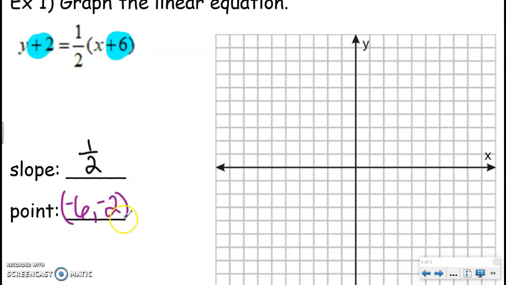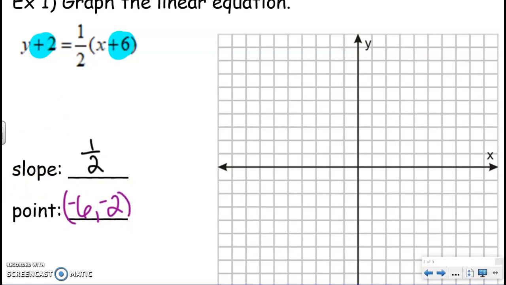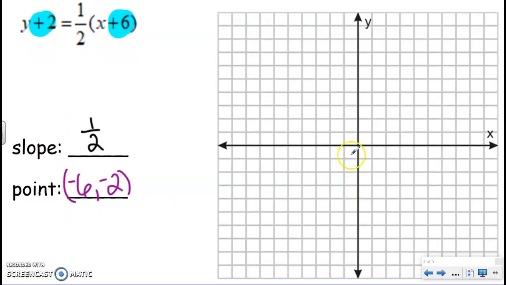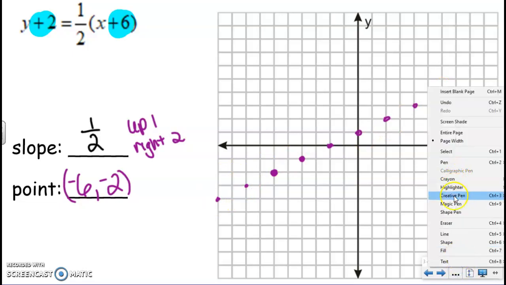Okay, so once I've identified those, graphing is very similar to slope-intercept form. We're going to graph the point negative 6, negative 2. 1, 2, 3, 4, 5, 6, and down 2. And then we're going to use our slope to go up 1, right 2. Okay, so up 1, right 2, up 1, right 2, up 1, right 2. And I can keep going until I run out of room. Remember, when you draw your graph, to make sure it goes all the way across your graph and that it has arrows at the end of the line.